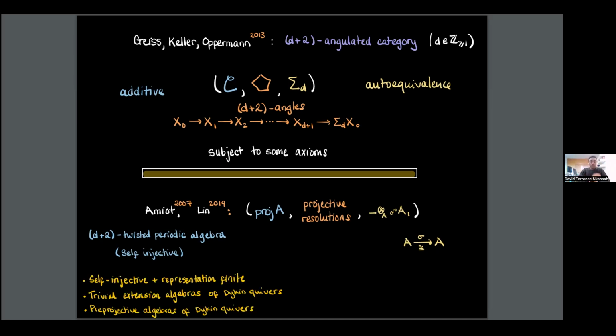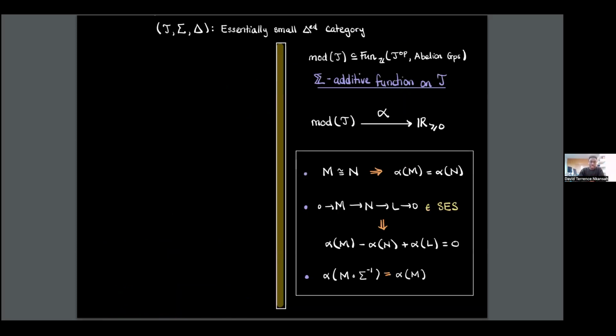Here is a little list of some examples of what some of these twisted periodic algebras can look like. There are a few of them, and you can get them quite easily. Okay, so this is our environment, and this is a typical example we're going to look at. Now, I'm going to try and generalize the homological situation we had to this higher level.